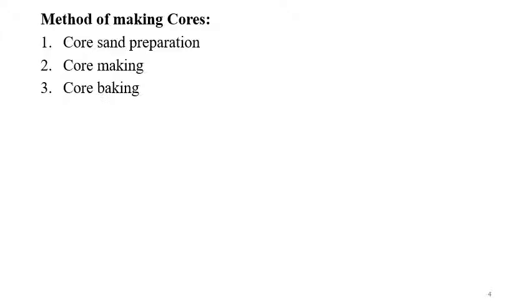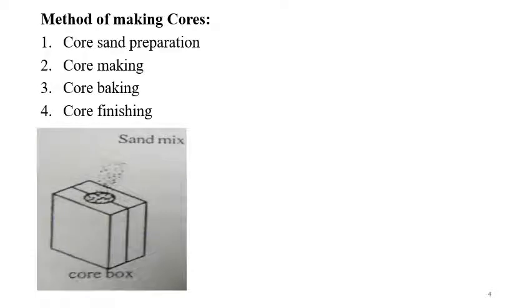After that comes core baking. After preparing the core, you put it in the oven and heat it at about 200 to 300 or 400 degrees centigrade. After that, you remove it and cool it to room temperature. Then core finishing is important. You take sandpaper and rub it slightly to remove any scale present on the surface of the core.